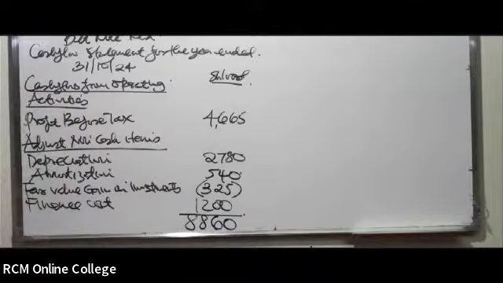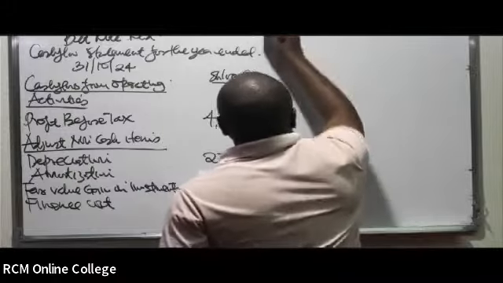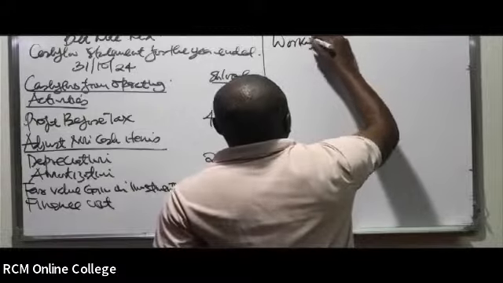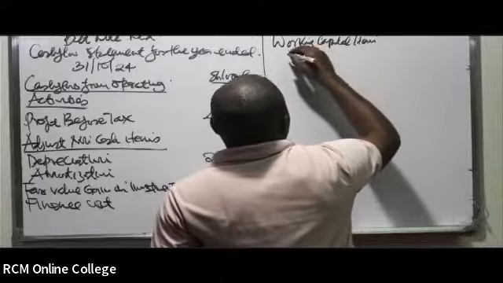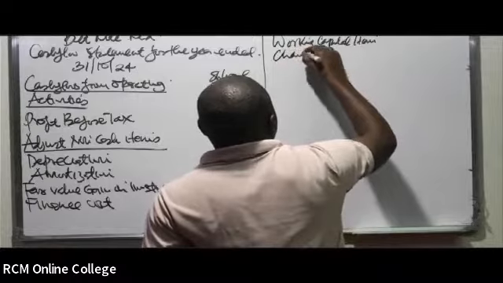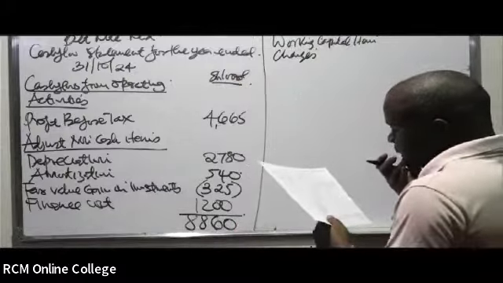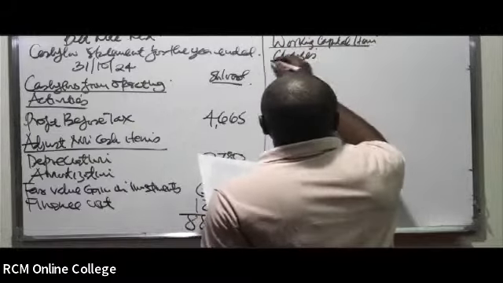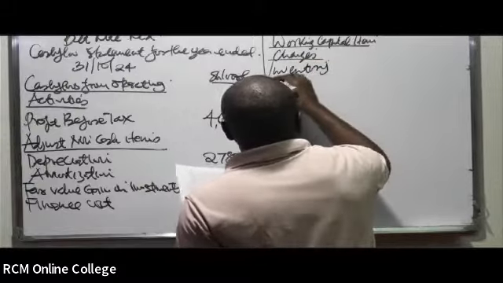Then you consider the working capital item changes. We can put a line there. The working capital item changes that you have here are the inventory and accounts receivable. So we have inventory, and we have accounts receivable.